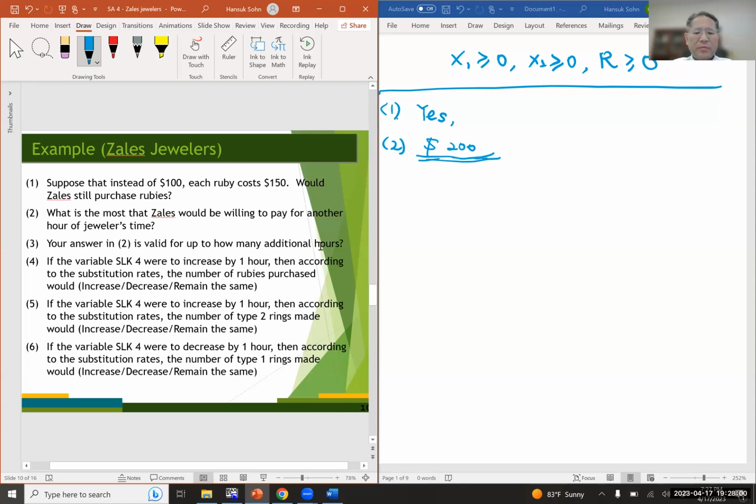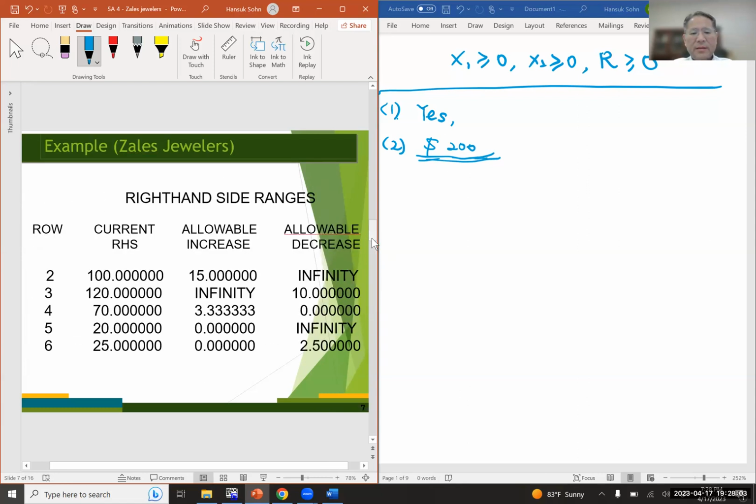So we looked at the allowable ranges for the right-hand side values, right? Because this range is the range of the feasibility, right? Within these ranges of values, the current optimal solution remains feasible, okay? In other words, within these ranges of values, the dual price remains valid. So for row number 4, right? That's what we looked at.